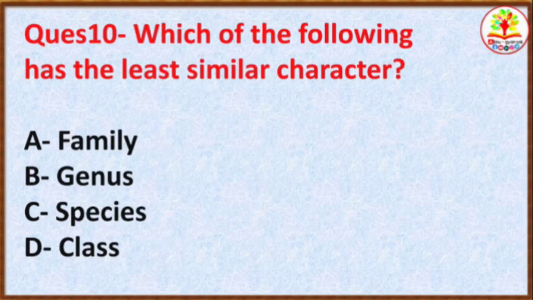Next question. Which of the following has the least similar character? Least similar character means most dissimilar characters. A. Family, B. Genus, C. Species, or D. Class? If you know the ascending order, then you will be able to answer. The answer is D, class. Species has the most common characters, and as we go up in the hierarchy, the common characters become lesser.